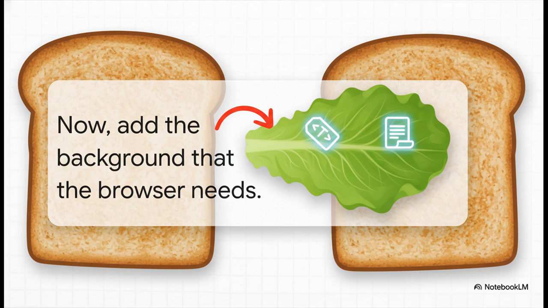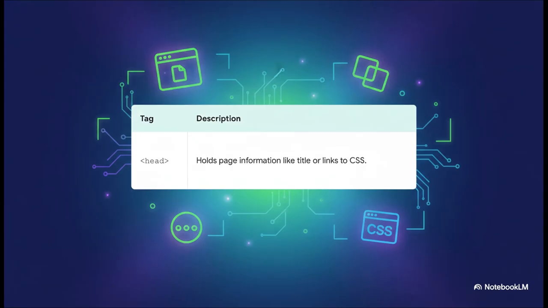So, inside our bread, we need a special spot for all the background information. This is stuff the browser really needs to know, but that the user doesn't actually see on the page itself. And that's where the head section comes into play. You don't see it on the page, but its effects are everywhere. You know the little title that shows up in your browser tab? That lives in the head. The code that tells your website how to look pretty? Also linked in the head. It's all the crucial behind-the-scenes stuff.